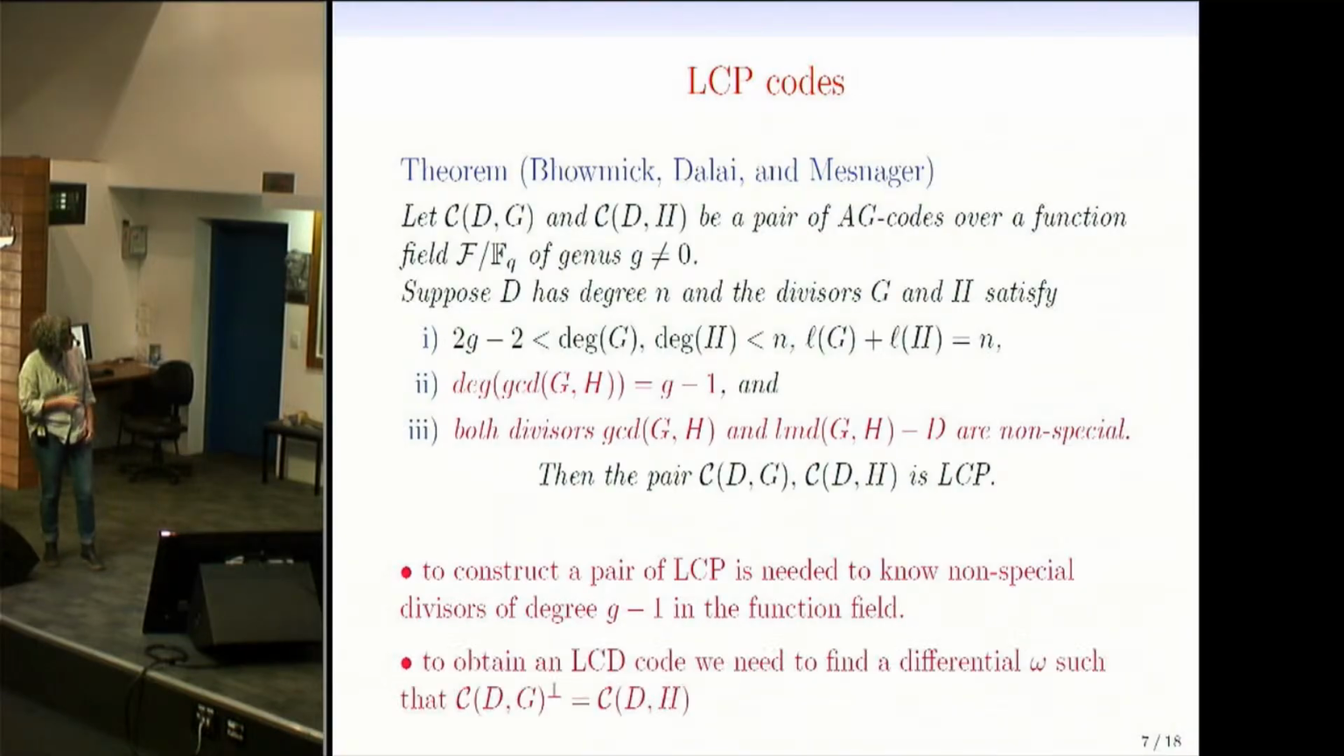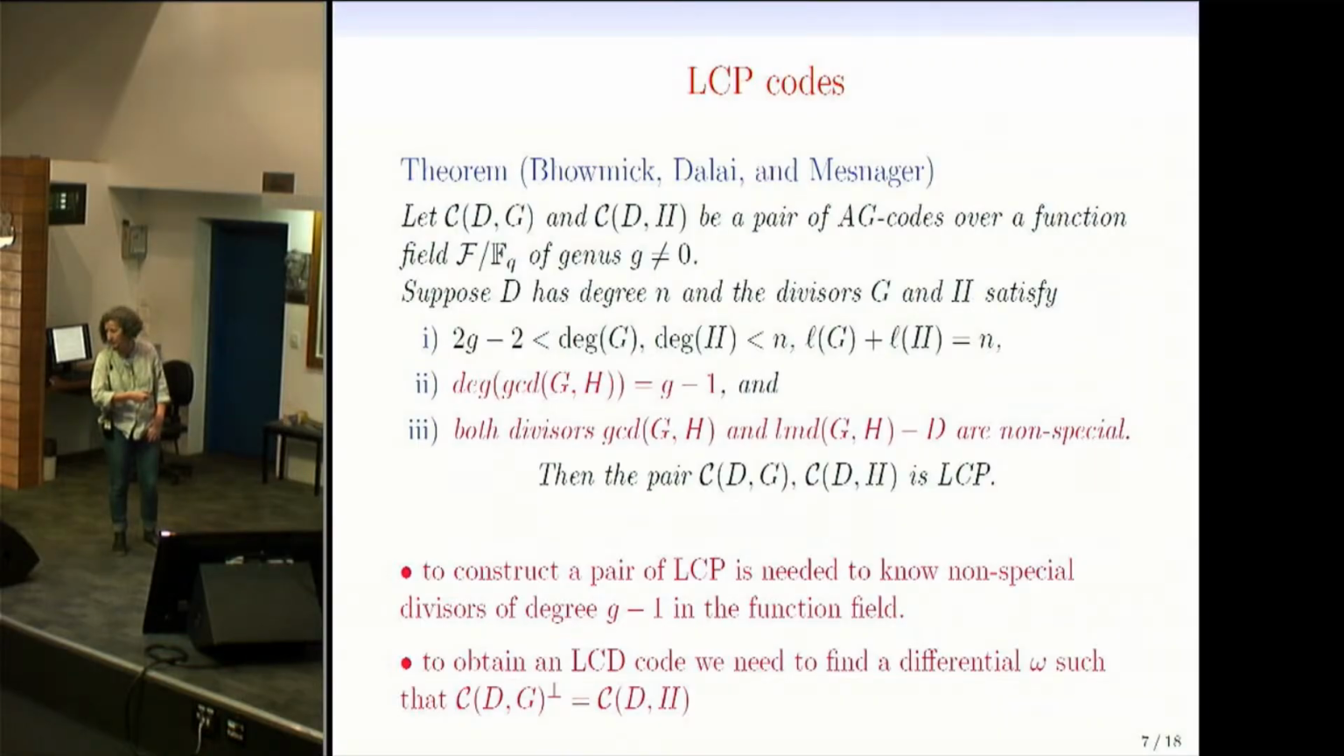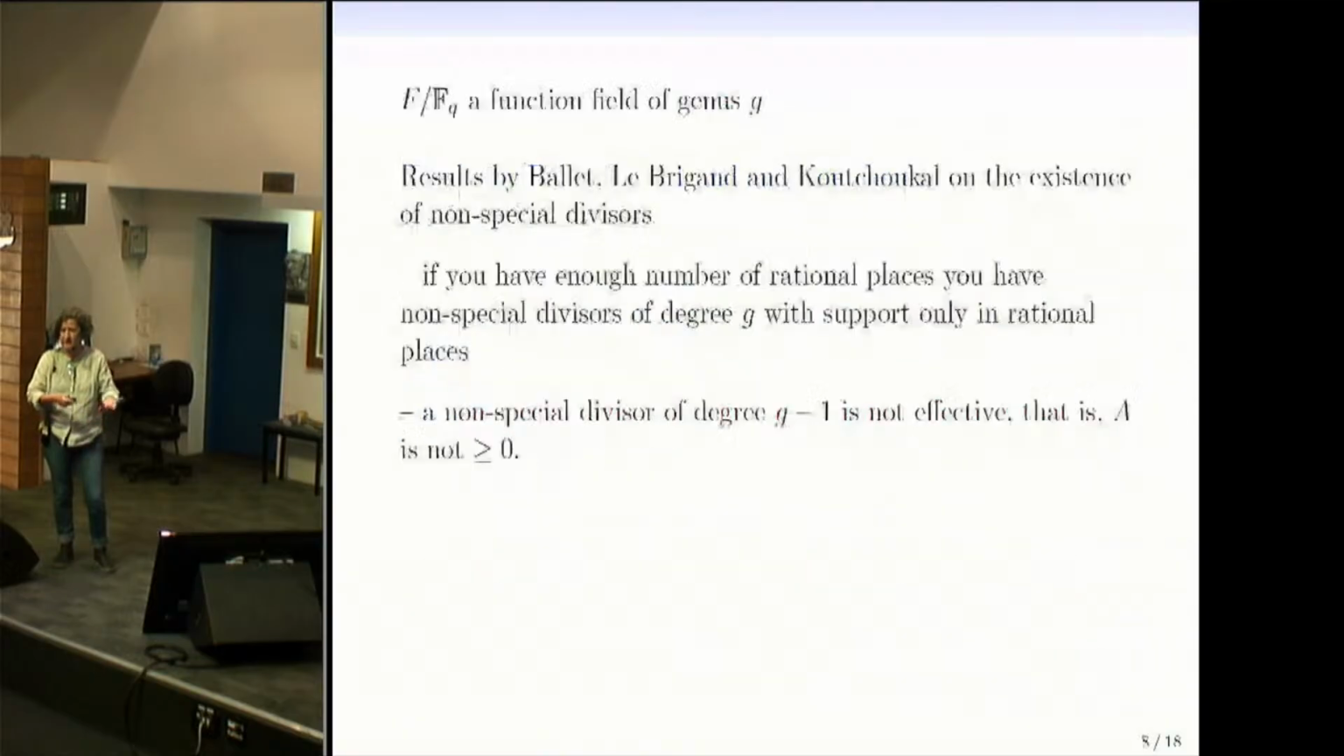And if you have a complementary pair of AG codes and you want to get an LCD code, you need to be able to find the differential that makes the dual of this code be that one. So our first question is: do non-special divisors of small degree exist?